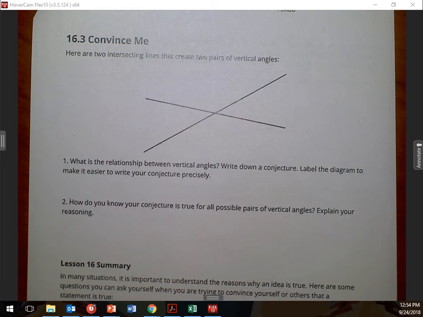Write down a conjecture. Label the diagram to make it easier to write your conjecture precisely. Here's a hint. We did it on 16.1. Label your points A, B, C, D, E. Write a conjecture of what you think is true here. You and your partner are going to talk about this. And the next one says, how do you know your conjecture is true for all possible pairs of vertical angles? Explain your reasoning.